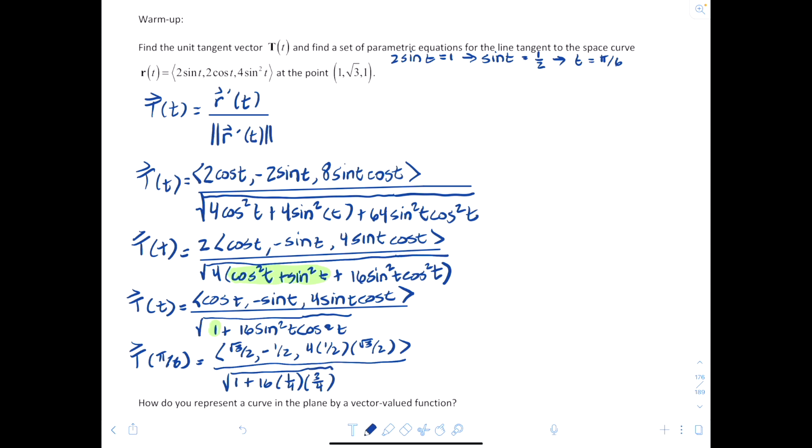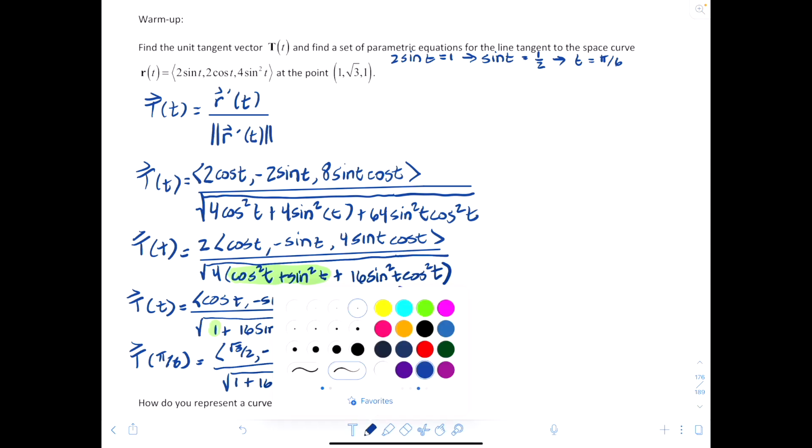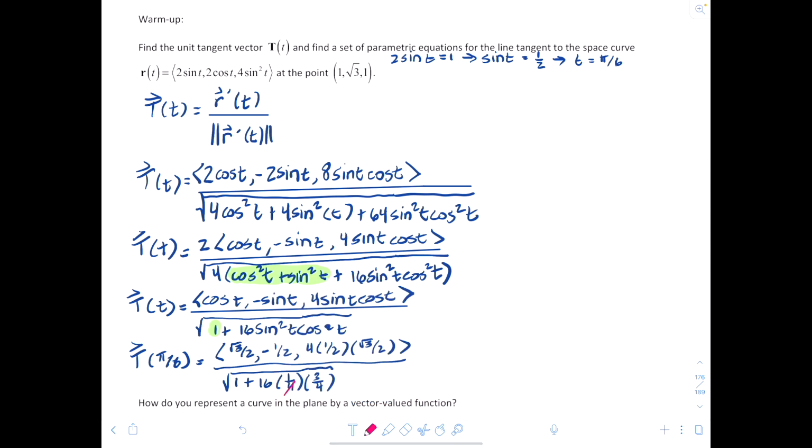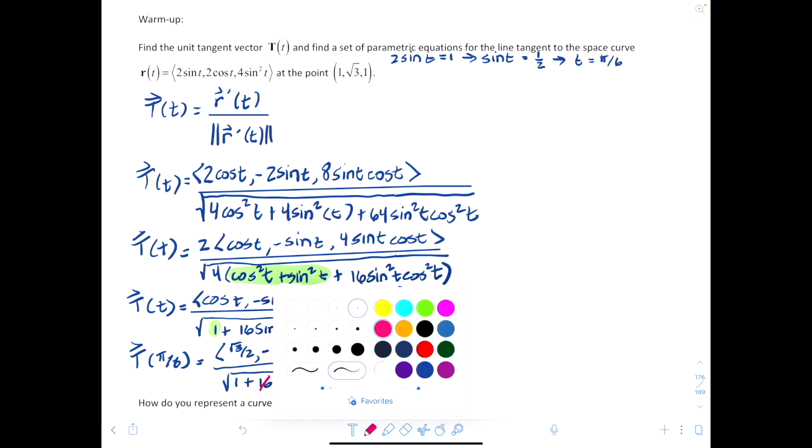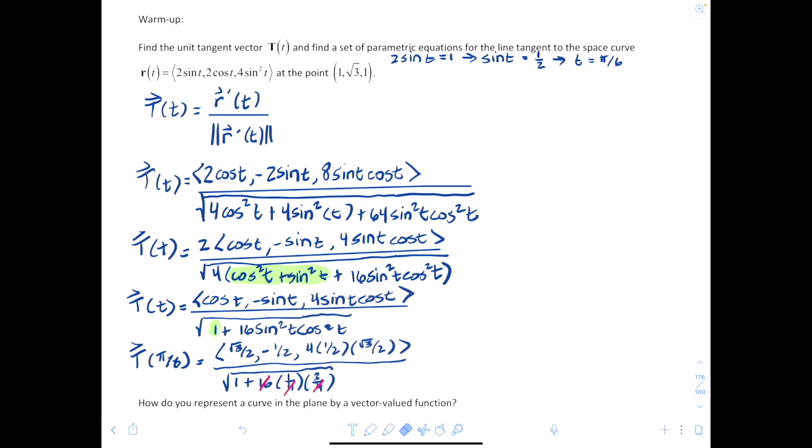And so here we go. We will have in the denominator, these 4's divide out the 16. So we'll end up with the square root of 4 in the denominator. And we can definitely simplify a bit. Let's just shake it out and see what we get. Okay? So here we go.